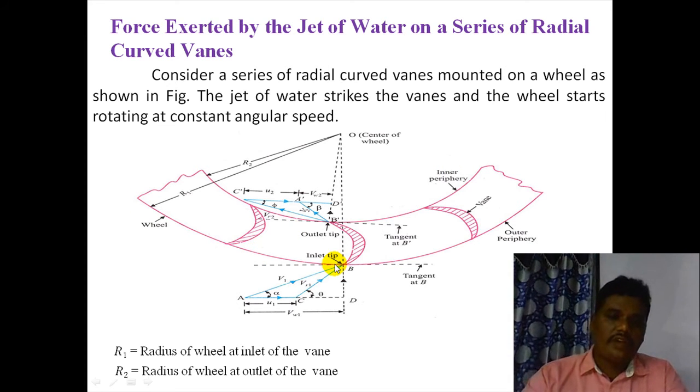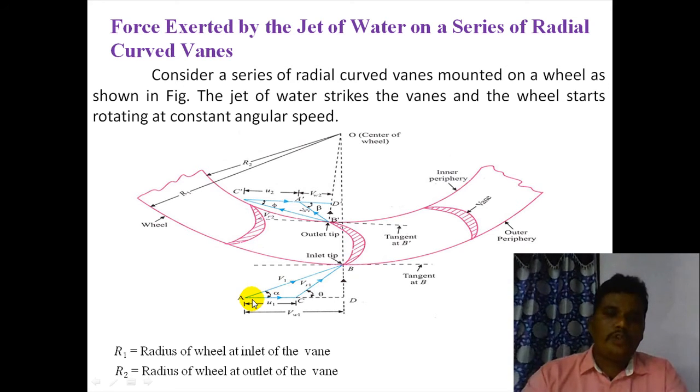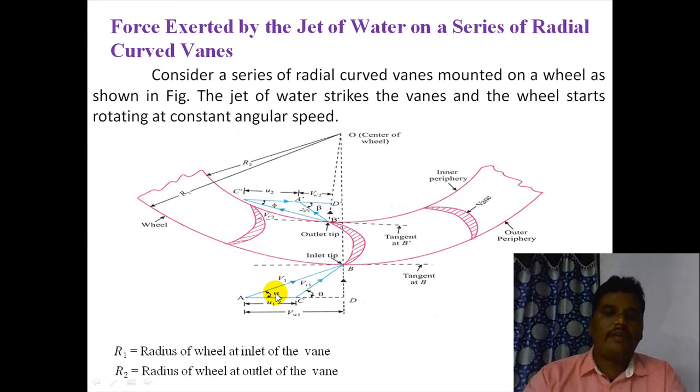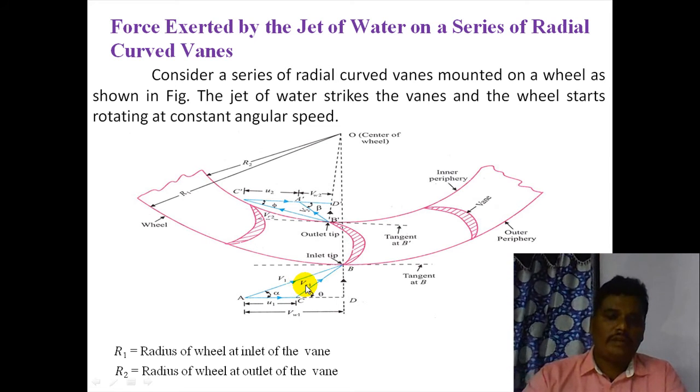Consider the jet striking with a velocity of V1. The wheel is moving with a tangential velocity of u, and the jet makes an angle alpha with the tangential velocity. By combining these, we get the relative velocity Vr1 at inlet and the relative velocity Vr2 at outlet.